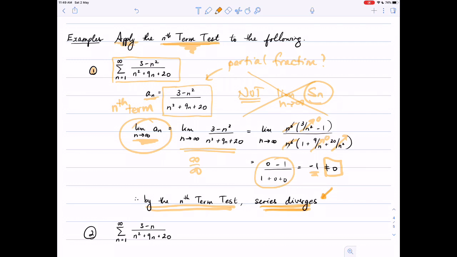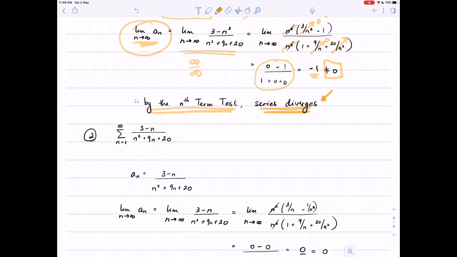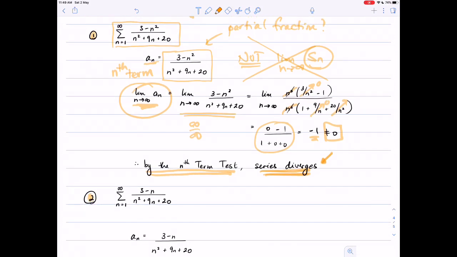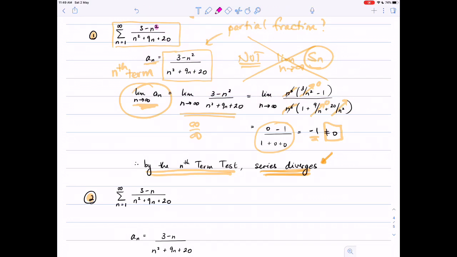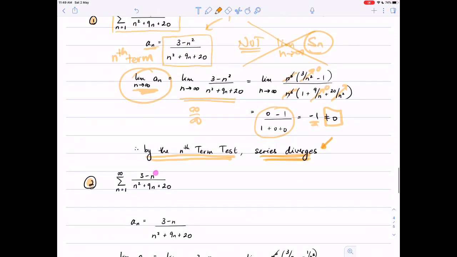So let's do the next example, and the instructions tell us to apply the nth term test, and so that is what we are going to do. Now you'll notice that the second example looks very similar, but I've made one little change. I have taken the power down in the numerator from 2 to 1, and so let's see what effect that has on our limit.